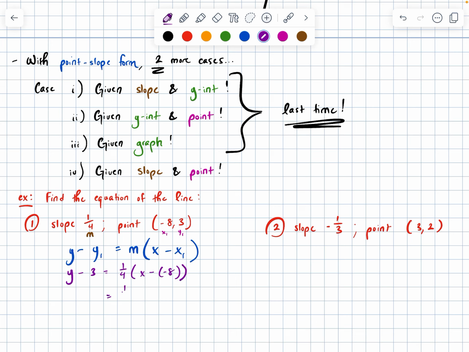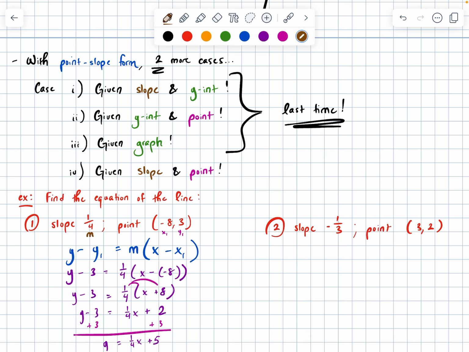Simplify before we solve here. So I can rewrite x minus negative 8 as x plus 8, right? A double negative becomes a positive. So now I can distribute my 1/4. So this would become y minus 3 equals 1/4 x plus 1/4 of 8 is 2. All I've got to do now is add my 3 to both sides. When I do that, we find that y is equal to 1/4 x plus 5. There you go. There's your first one.